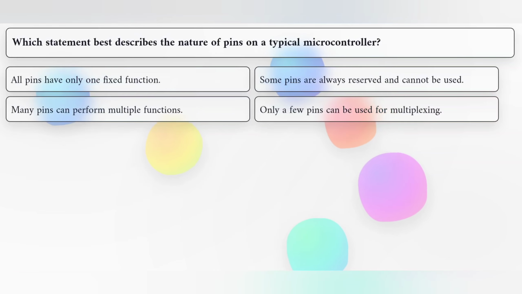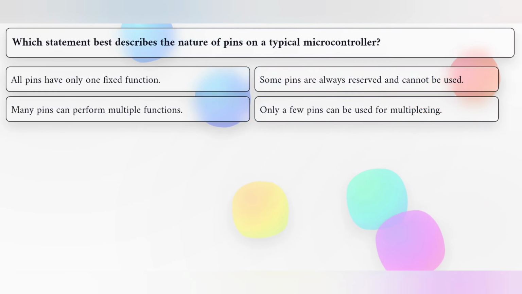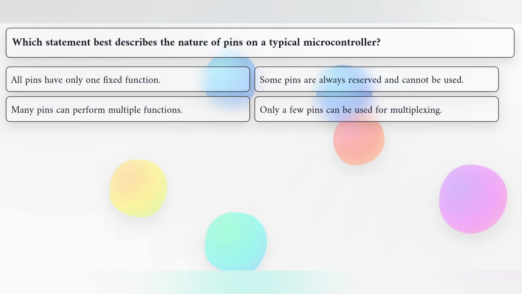Which statement best describes the nature of pins on a typical microcontroller? All pins have only one fixed function. Some pins are always reserved and cannot be used. Many pins can perform multiple functions. Only a few pins can be used for multiplexing.